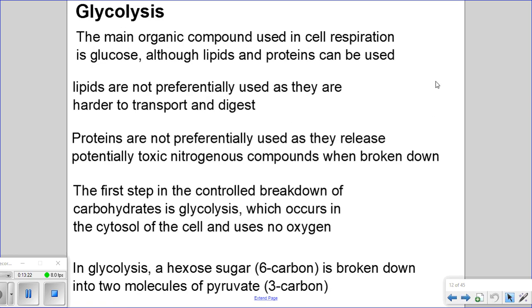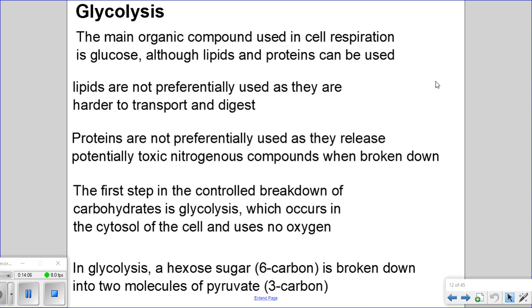So this can lead us now into talking about the first step in cell respiration, which is glycolysis. The main compound used in cell respiration is glucose, although lipids and proteins can be used, but your cells would prefer glucose. Lipids are not preferentially used as they are harder to transport and digest and break down. So they will act as a long-term energy storage, but it's harder for your body to use them. Proteins are not preferentially used as they release potentially toxic nitrogenous compounds when broken down. So they'll release those amino groups found within those amino acids.